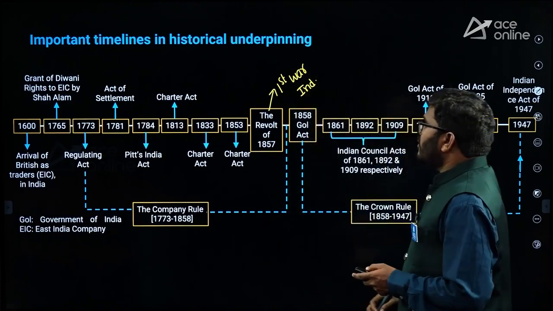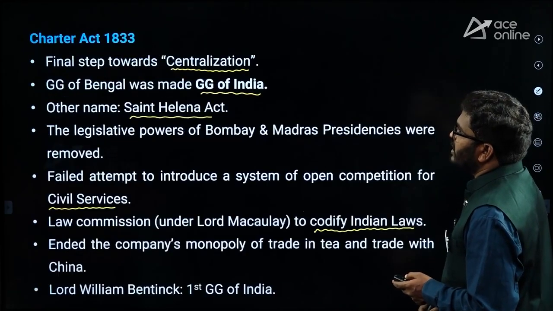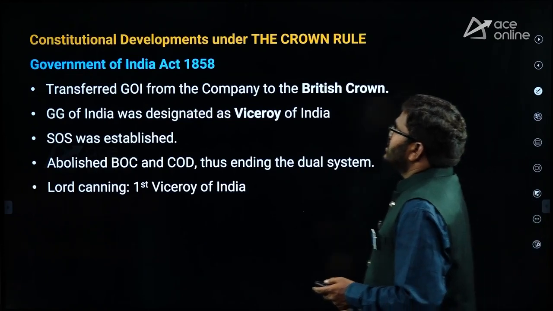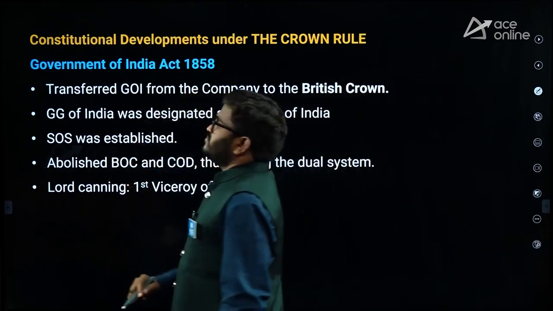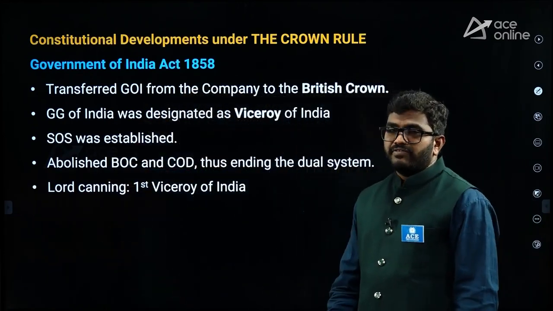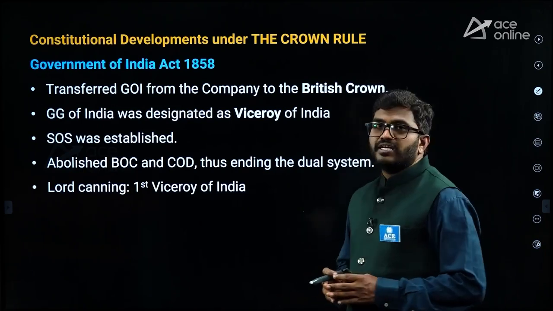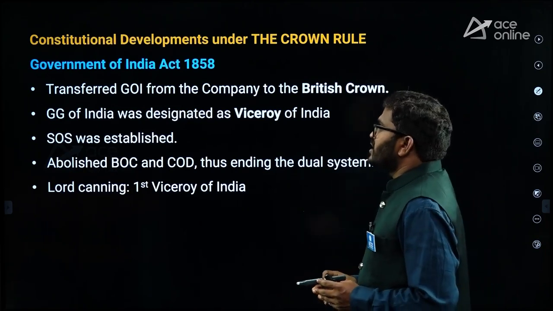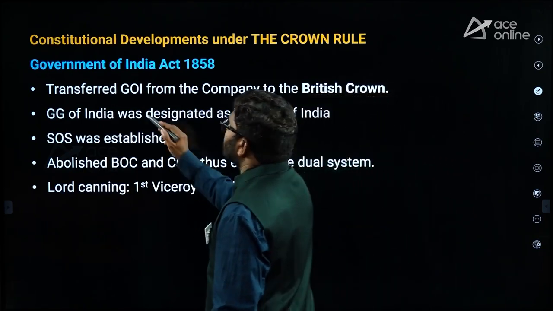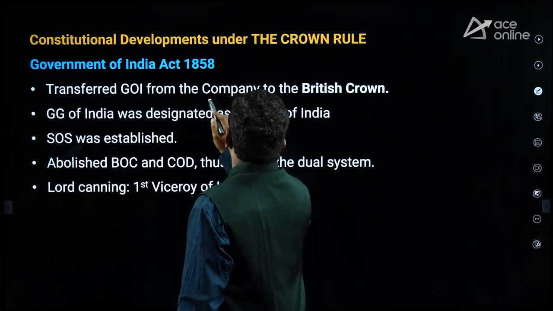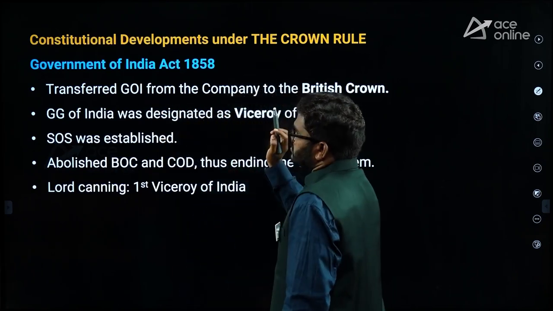Remember that. So after this, the Government of India Act 1858. What are the regulations done here? We will see. See here, it transferred the governance of India from the Company to the British Crown.